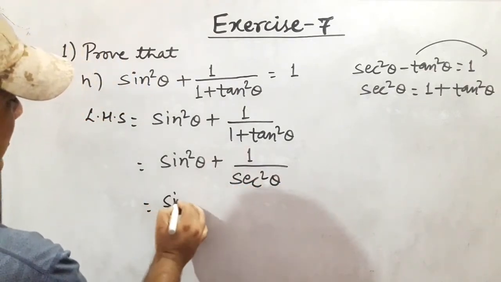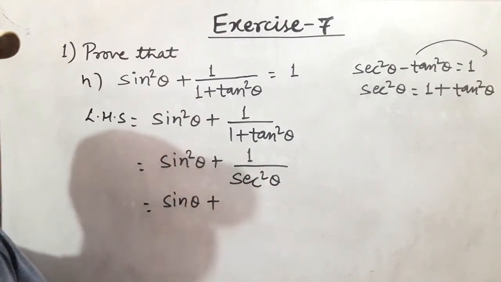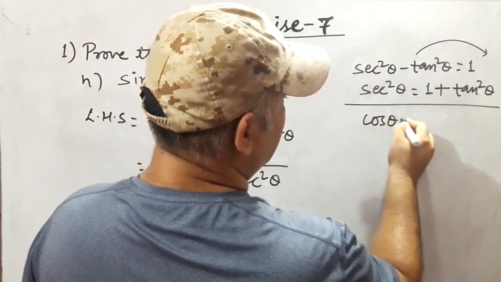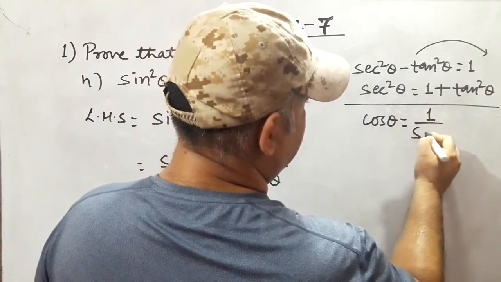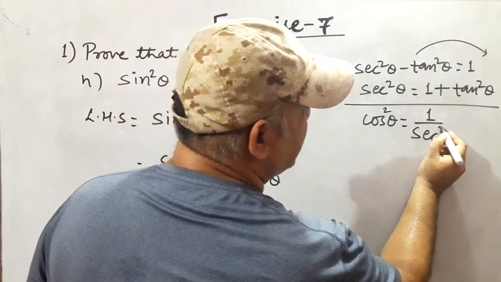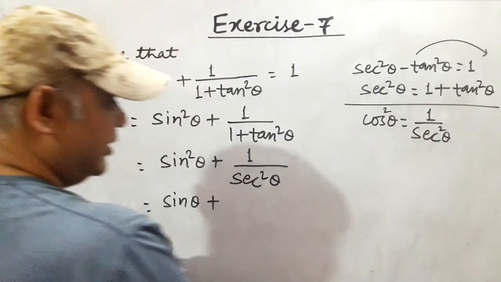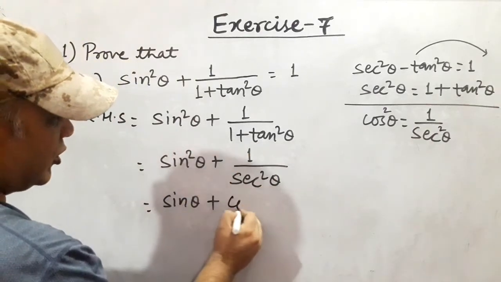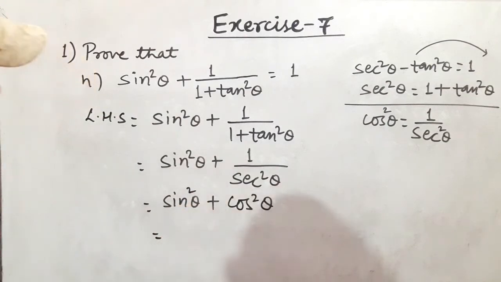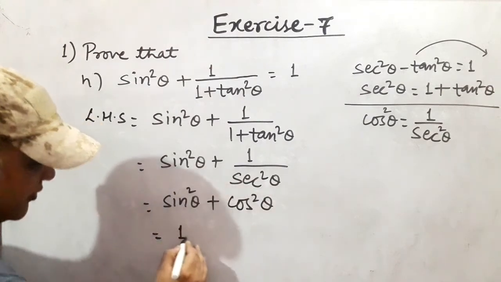Sin square theta plus, so what is 1 by sec square theta? From the reciprocal relation we had studied, cos theta equals 1 by sec theta. Then cos square theta equals 1 by sec square theta. That is, 1 by sec square theta can be written as cos square theta. So 1 by sec square theta becomes cos square theta. Sorry, here I missed square. So sin square theta plus cos square theta equals 1.